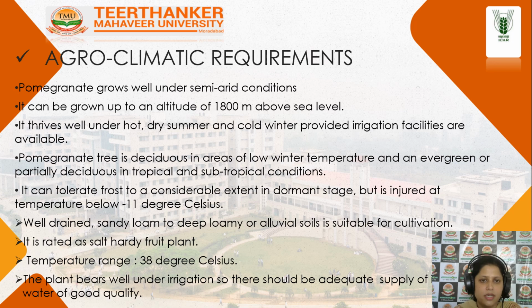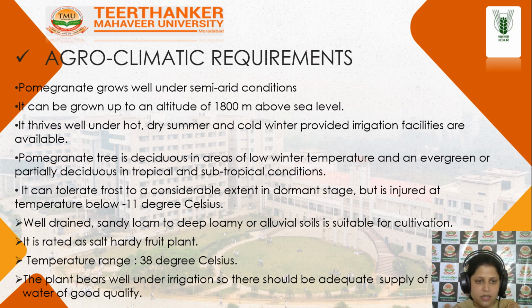Now, starting with the agroclimatic requirements for growing pomegranate. Pomegranate grows well under semi-arid conditions. It can be grown up to an altitude of 1800 meters above mean sea level. It thrives well under hot, dry summer and cold winter, provided irrigation facilities are available. The pomegranate tree is deciduous in areas of low winter temperature and evergreen or partially deciduous in tropical and subtropical conditions. It can tolerate frost to a considerable extent in dormant stage, but is injured at temperatures below minus 11 degrees Celsius.